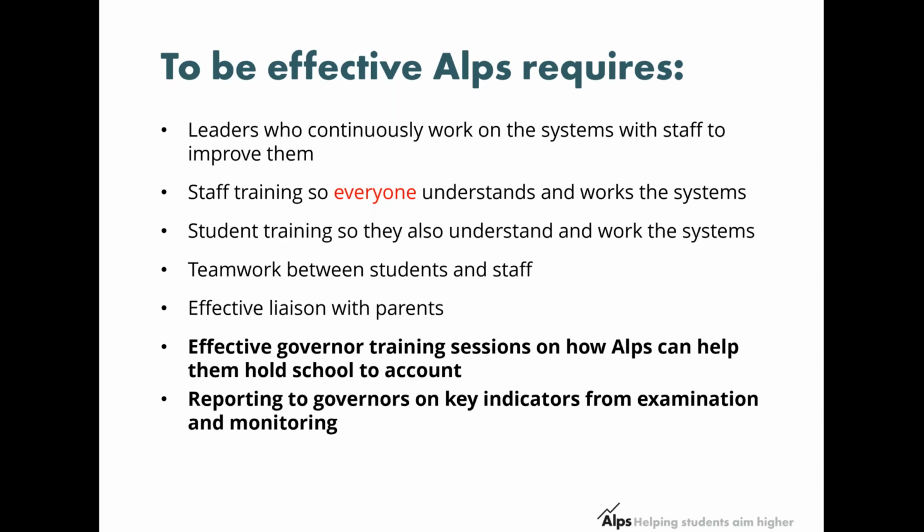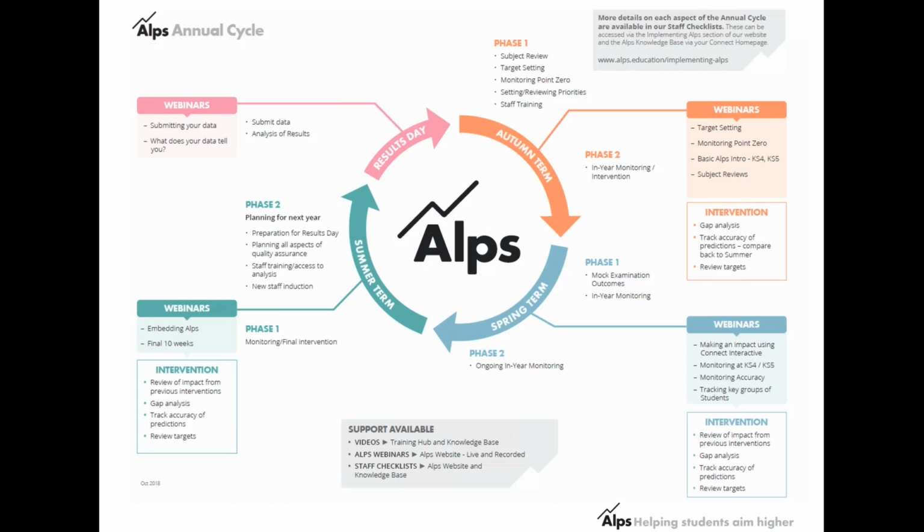Right, this is the annual cycle. So it's basically a sort of strategic overview of what might be going on at any given point in the quality assurance cycle in a school, and how Alps can help, or what kind of things you might be asking of your senior leadership team. So 3 terms, 3 big terms, then there's results day.